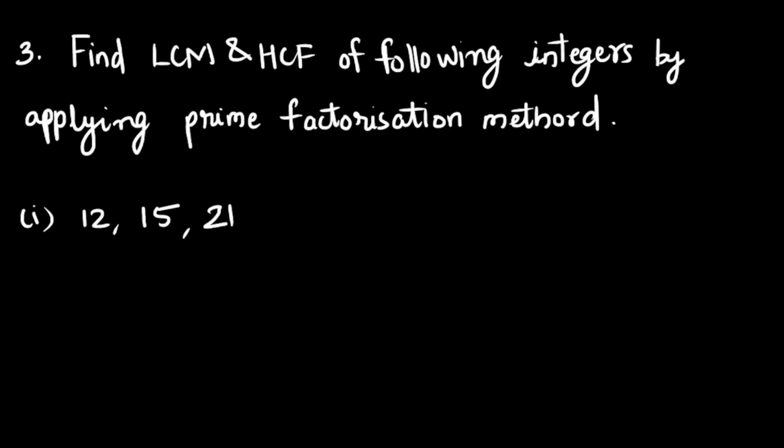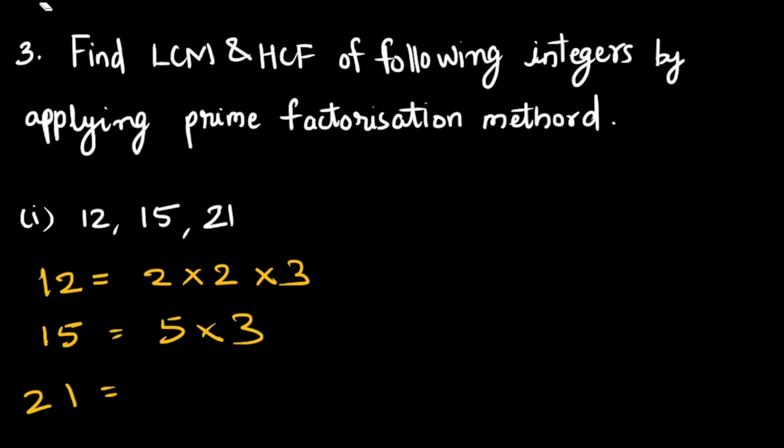Now this is the third question, and you have to find the HCF and LCM of the following integers by applying the prime factorization method. Okay. So for 12, when you do the prime factorization of 12, it can be written as 2 into 2 into 3. For 15, prime factorization is 5 into 3. 21, prime factorization is 7 into 3, right?